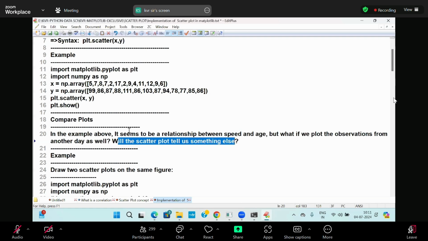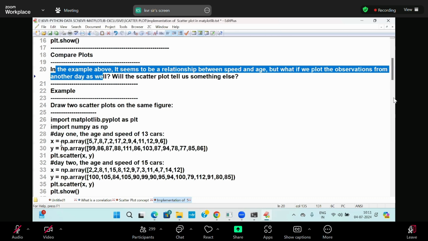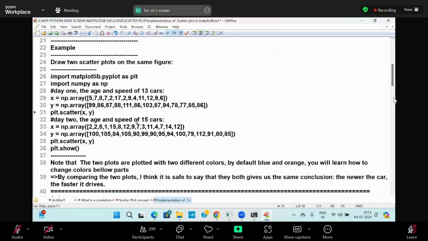Now I'm writing one more. Come on, this is called what? Scatter plot. And this is another one, drawn now: day 2, the age and the speed of 15 cars. This is some sample data. Now I am taking a 2 years car, it will go 100, another 2 years car 105, an 8 years car goes to 84, a 1 year car will go to 105. Be careful. You have to say it now. 15 it is going to be 90, 8 it is going to be 99, 12 it is going to be like this, 9 it is going to be like this.